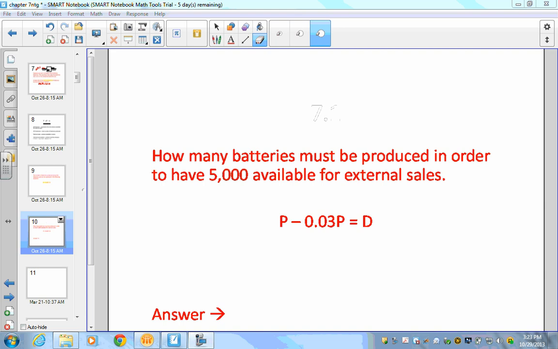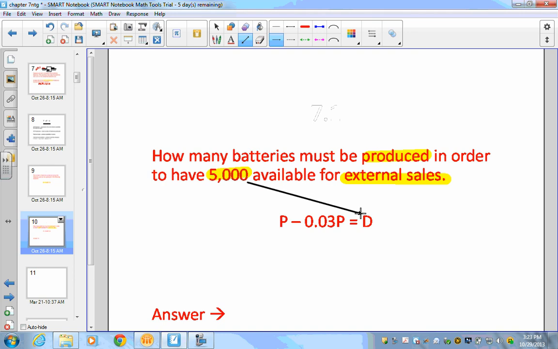Okay, so 5,000 available for external sales. Now, remember, the question states is how many must be produced. So that means we're going to be looking for P here. Okay, this 5,000 it's referring to external sales, which means what is going to go to Walmart, what is going to be put on the shelves at a Target for the consumer. So what's going to happen is this 5,000 is actually going to go in for D, which is right here. Okay, and we're actually going to solve for P.